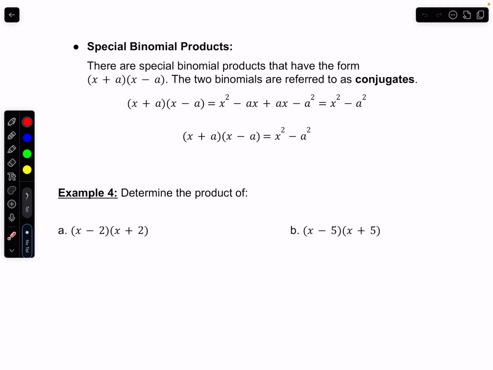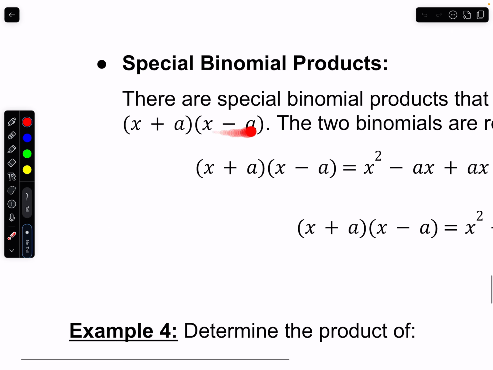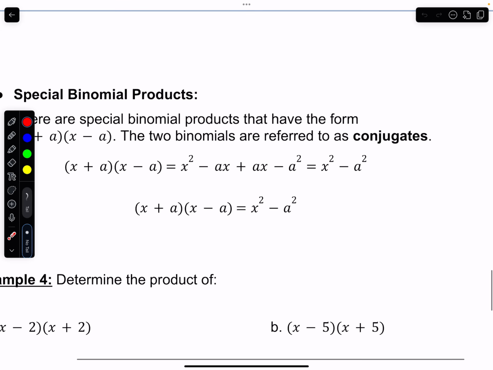Okay, there are some special products here, and we're going to notice something about them. When we multiply two things together, if we notice that they're basically the same, this binomial is the same as that binomial, except the only difference is the sign in between them. One of them is positive and one of them is negative. Those are called conjugate pairs. So we're going to look at how we multiply conjugate pairs.